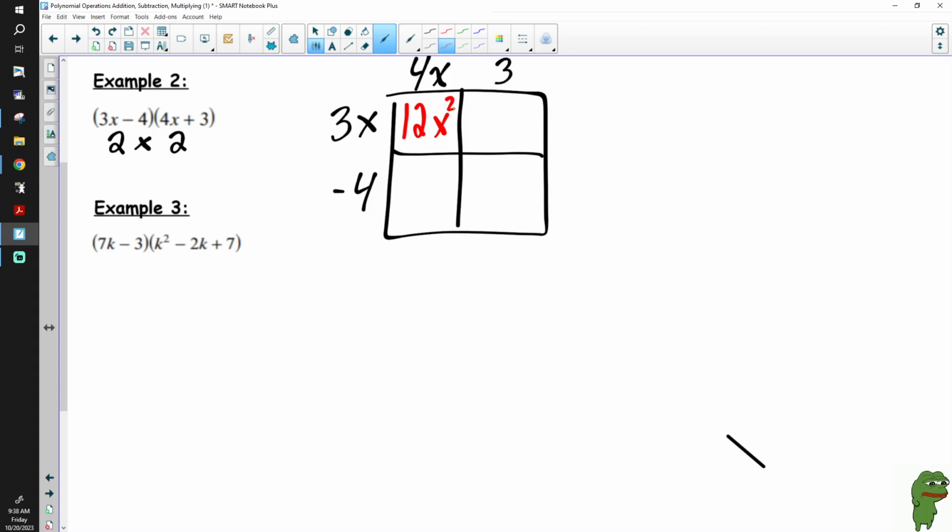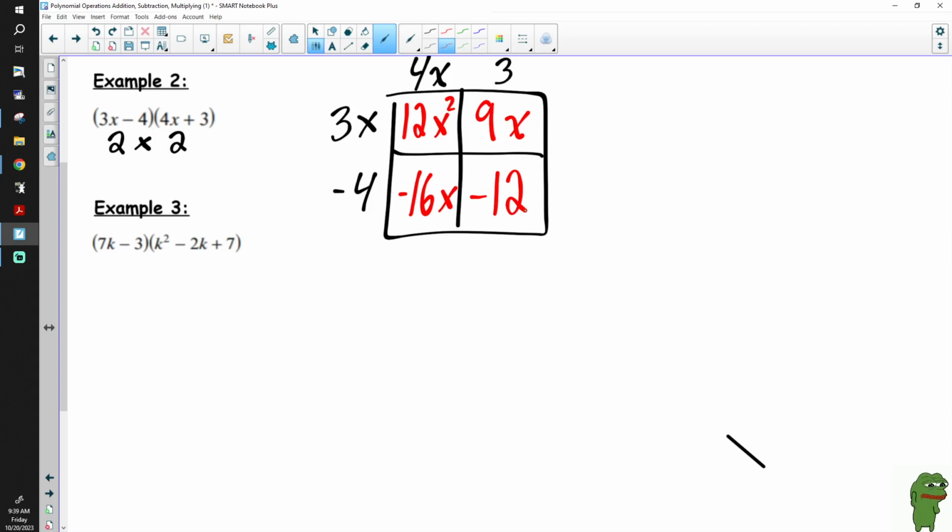Okay, let's keep going. 3x times 3 is 9x. Multiplying. Negative 4 times 4x: negative 16x. Last one. Negative 4 times 3: negative 12. And we didn't have any x's, so don't write any x's.